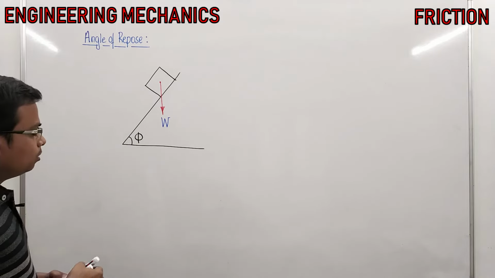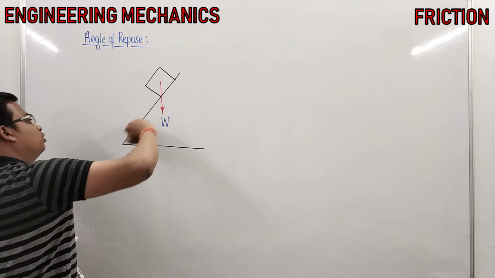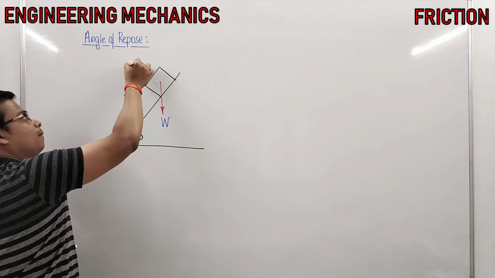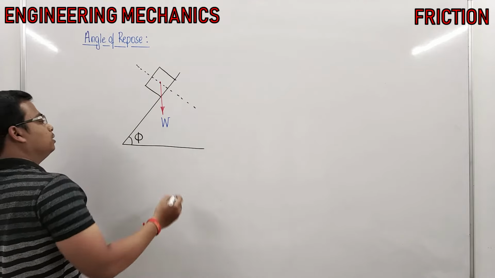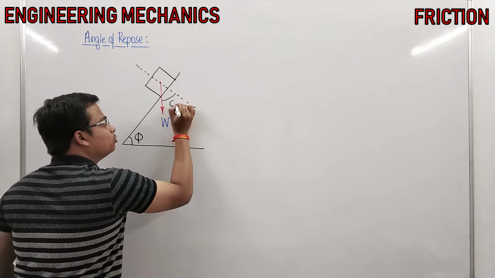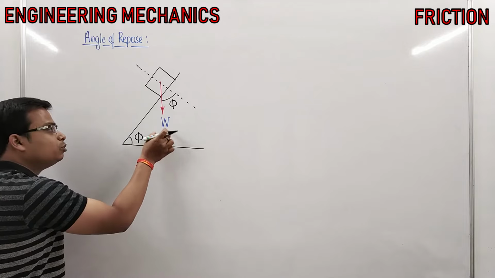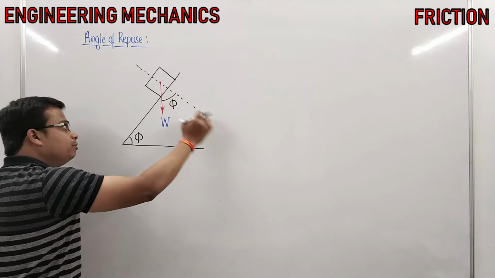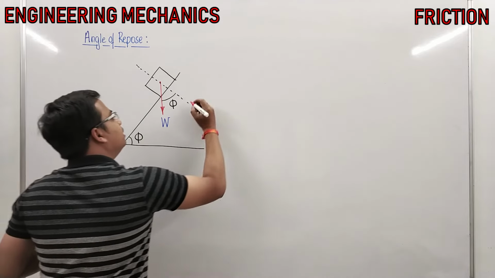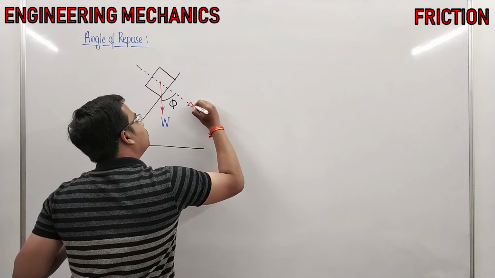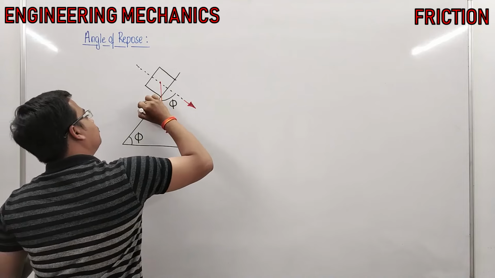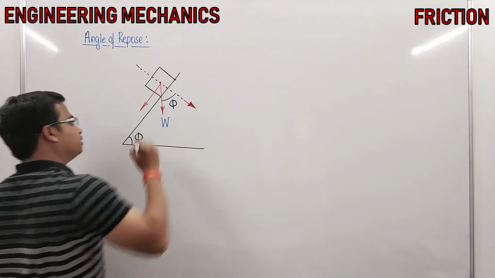Now, if I draw a normal to this surface, it's something like this. Then obviously the angle subtended over here is going to be equal to this angle made by the inclined plane. So this is going to be phi. Now this W obviously is going to have two components, one perpendicular to the plane while the other along the plane. It's something like this. And then one force along this direction, isn't it?